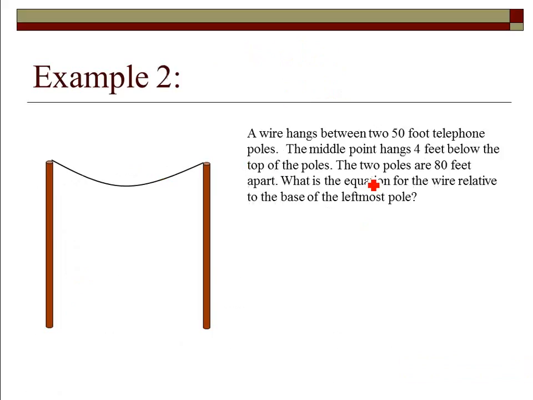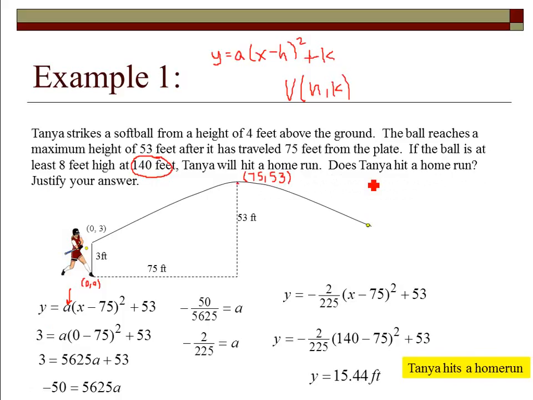Okay, let's look at another example. So we have a wire that hangs between two 50-foot telephone poles. Oh, one comment before I move on. Notice how we have an upside down parabola. So one little check you should realize is my a value should be negative. So if I didn't get a negative a value, it means I made a mistake or I plugged something in incorrectly.